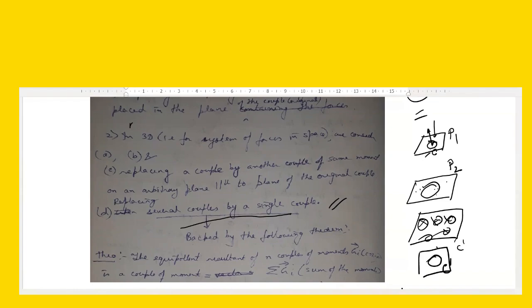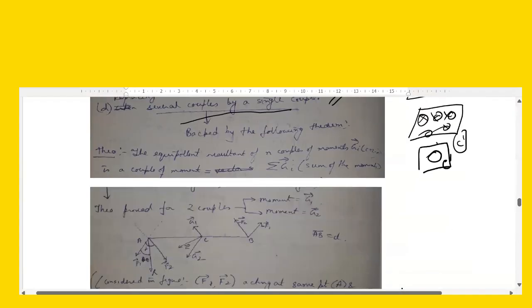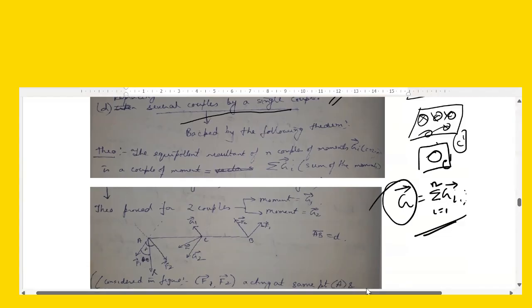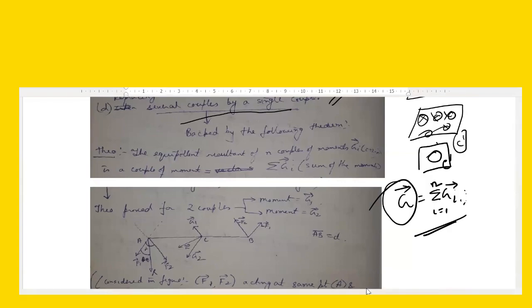such that the C dash moment, say G, will have the same moment as all the couples we have replaced. Suppose I had n couples earlier, so this should be the thing. I can replace all these couples by this one. So these are all the valid operations whenever we are trying to replace one system by another system.